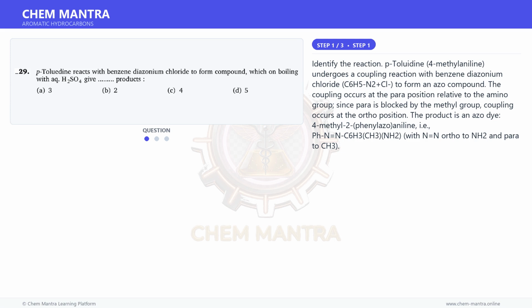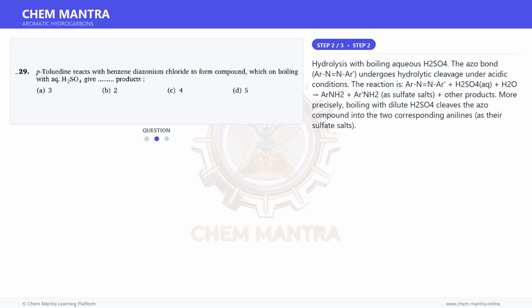The product is an azo dye, 4-methyl-2-phenylazoaniline, i.e. PhN=N-C6H3(CH3)NH2, with N=N ortho to NH2 and para to CH3. Moving on to the next step.